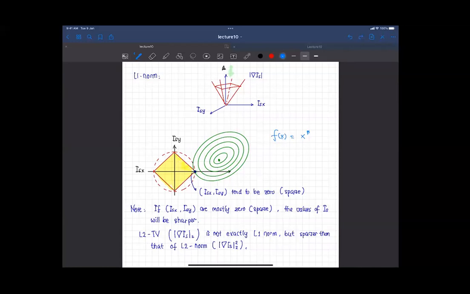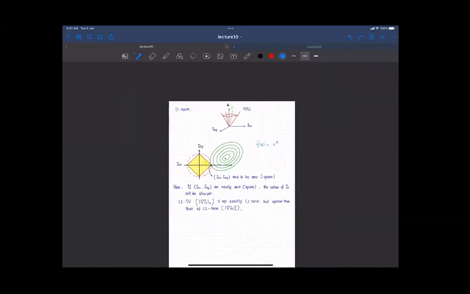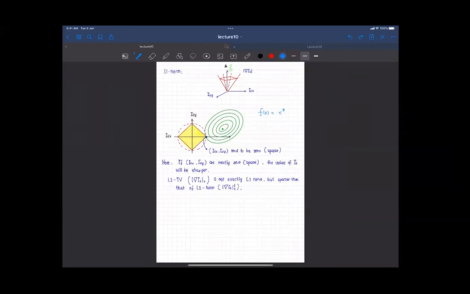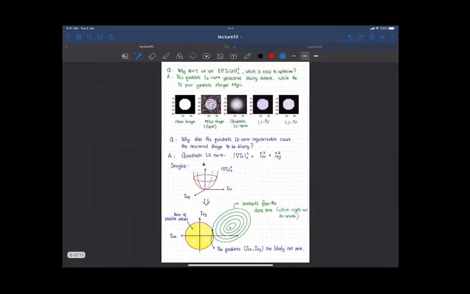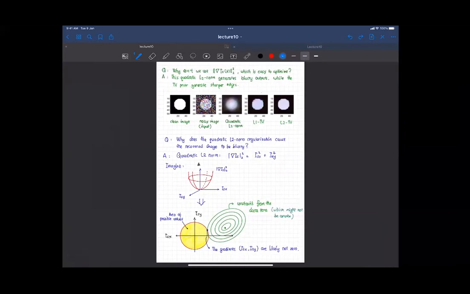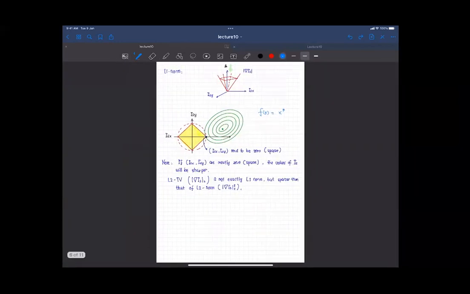Okay, good. Any questions here? No? Okay, so actually that's all the discussion that we have for this, something related to optical flow, image processing, denoising using TV. If there are no questions, we will discuss something else.